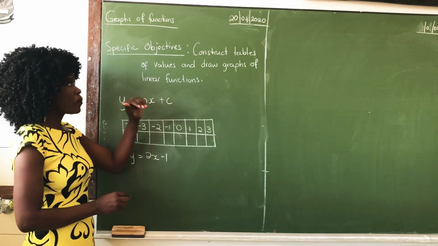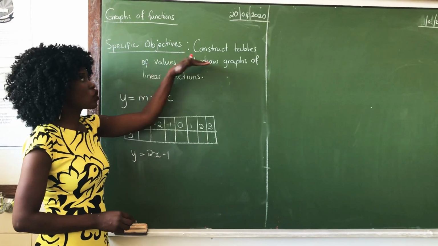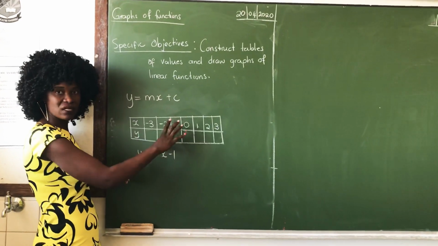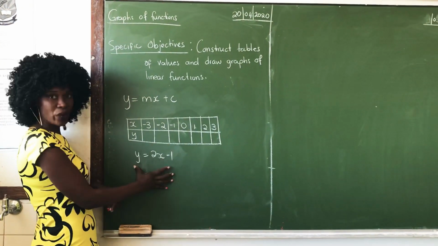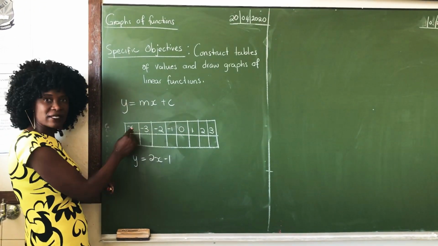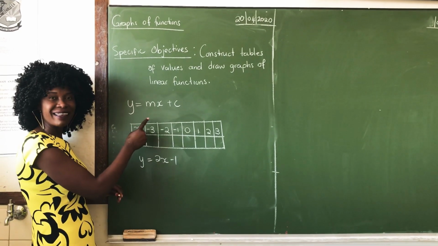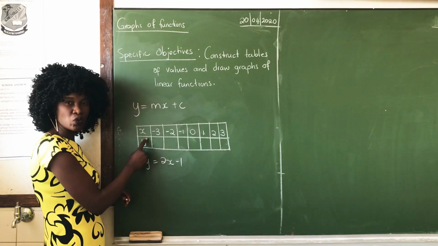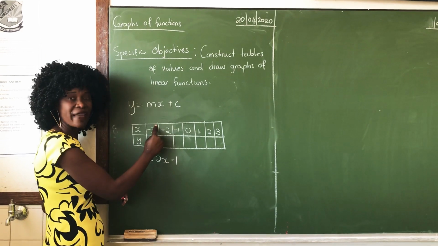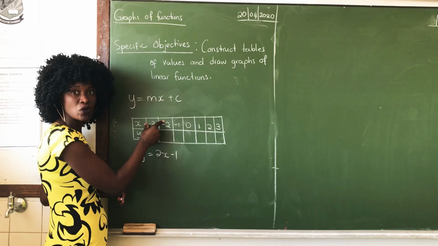So let's go back to the specific objective. We need to construct tables of values and draw graphs of linear functions. So we are given this table, and we need to complete it using this equation that is given. If the value of x is -3, what will be the value of y? X is an independent variable, whereas y is a dependent variable. It depends on whatever the value of x is. In order for us to know what y is, we need to know the value of x.